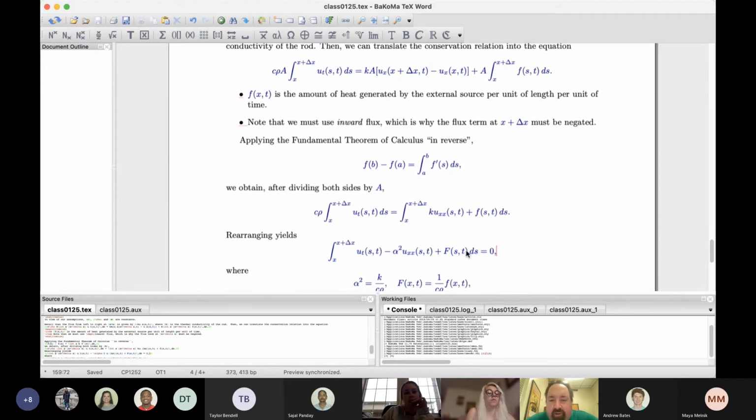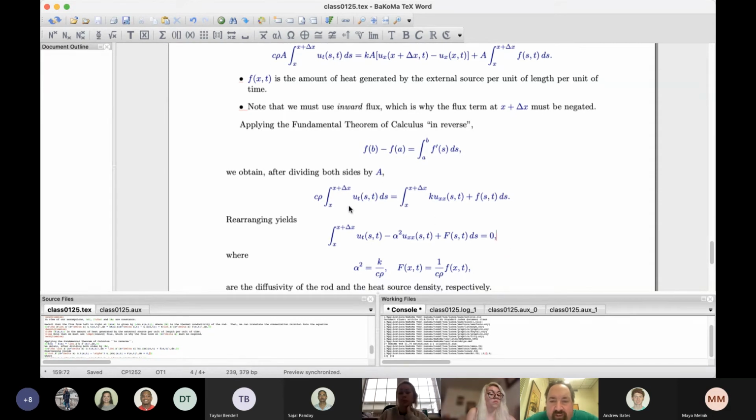So now we have this integral equaling 0, but on an arbitrary segment of a rod. When the integral of a function is 0 over an arbitrary segment, then the integrand must be 0 throughout the entire domain.